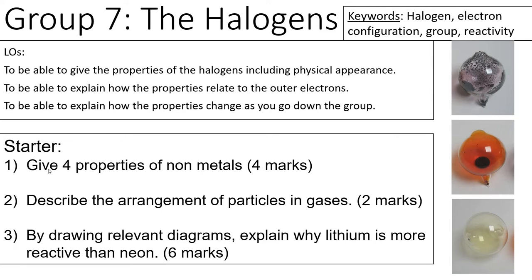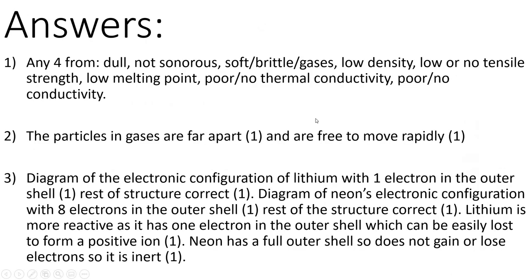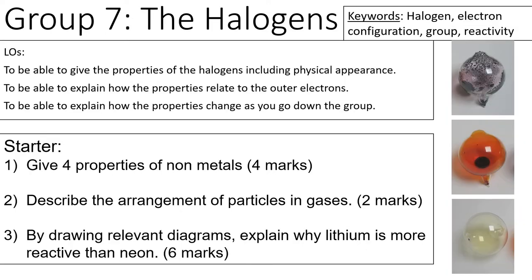Okay, let's go through some answers. So, give 4 properties of a non-metal. Any 4 from: dull, not sonorous, soft, brittle or gases, low density, low or no tensile strength, low melting point, poor or no thermal conductivity, poor or no electrical conductivity. So any 4 from those properties, that's perfect.